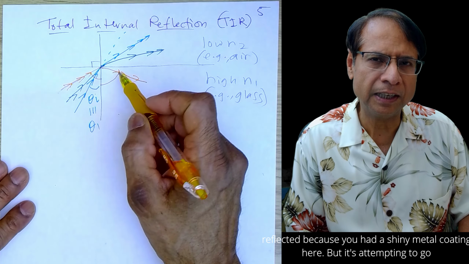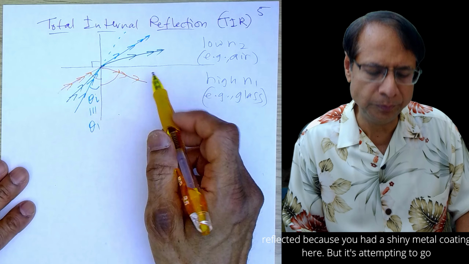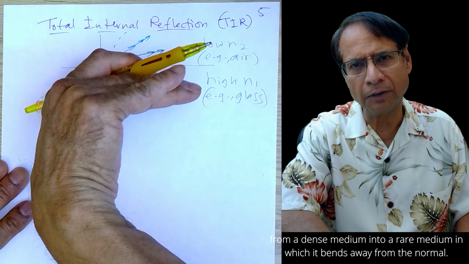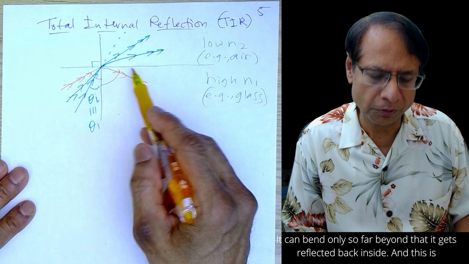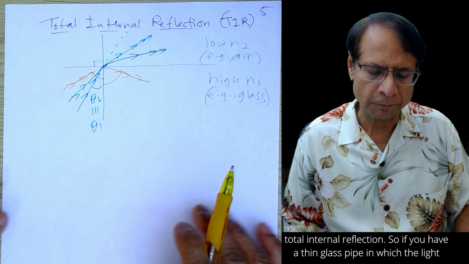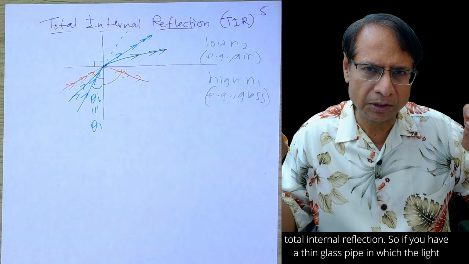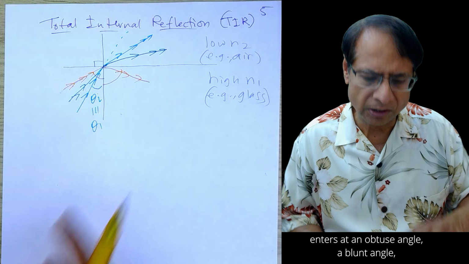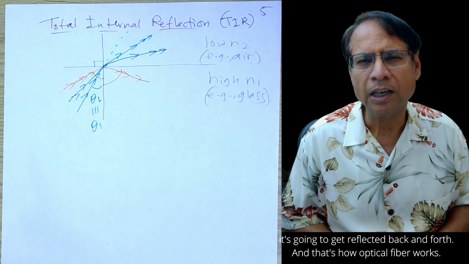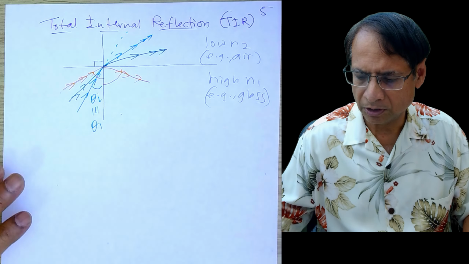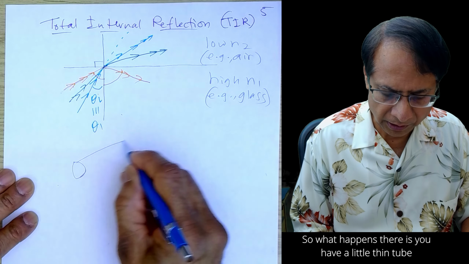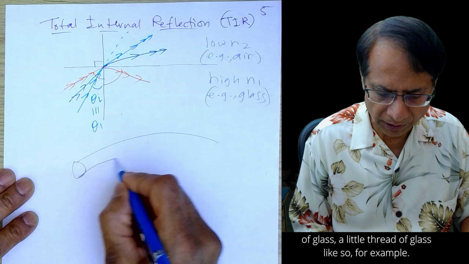The light was not reflected because you had a shiny metal coating here, but it's attempting to go from a dense medium into a rare medium in which it bends away from the normal. It can bend only so far. Beyond that, it gets reflected back inside. And this is total internal reflection. So if you have a thin glass pipe in which the light enters at an obtuse angle, a blunt angle, it's going to get reflected back and forth. And that's how optical fiber works. So what happens there is you have a little thin tube of glass, a little thread of glass like so, for example.